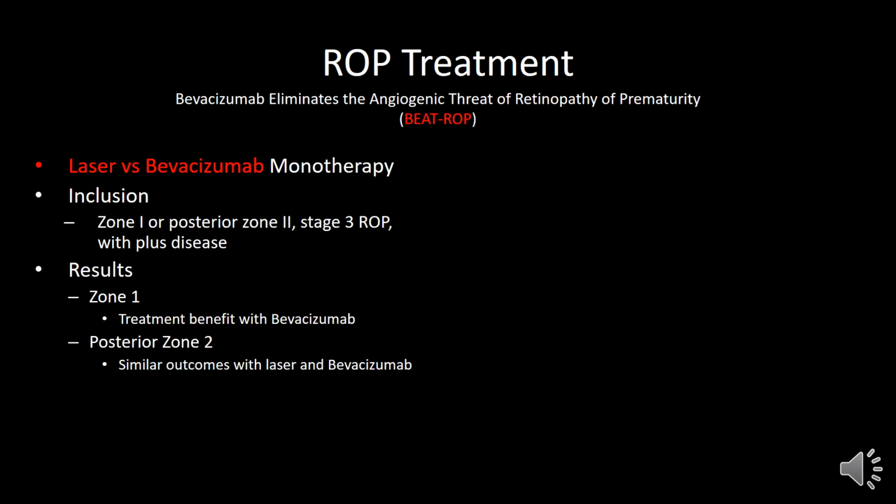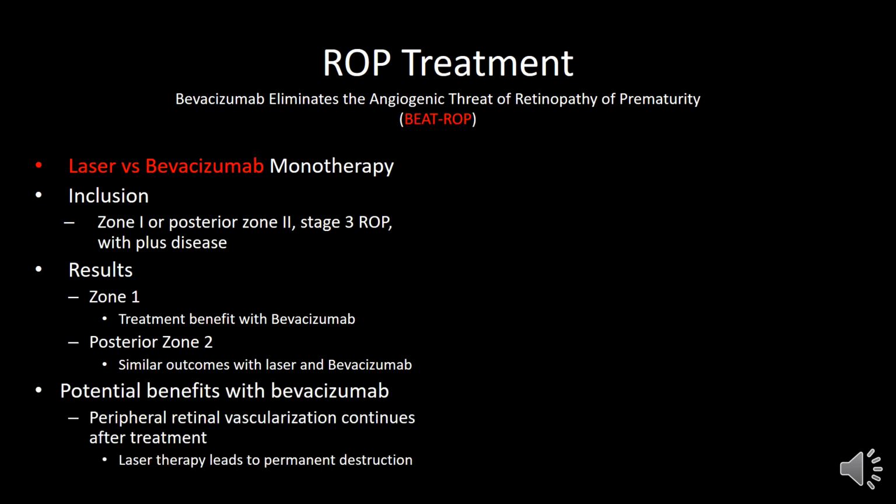The BEAT ROP study was a prospective, randomized trial assessing laser versus intravitreal bevacizumab monotherapy. Those included had Zone 1 or posterior Zone 2 Stage 3 ROP with plus disease. Compared with conventional laser therapy, a statistically significant treatment benefit for bevacizumab was demonstrated for Zone 1 ROP. However, Zone 2 disease had similar outcomes whether treated with laser or bevacizumab.